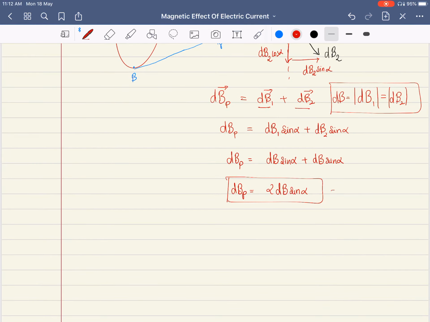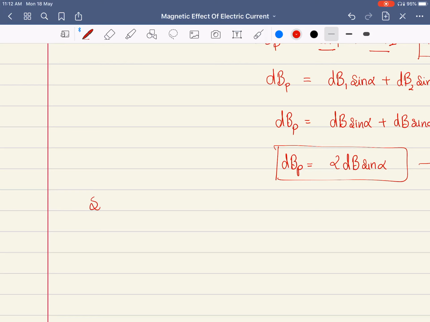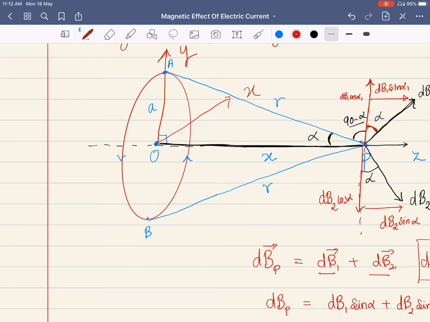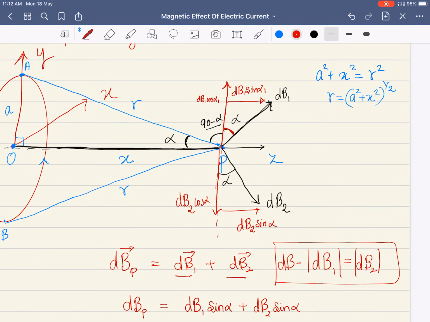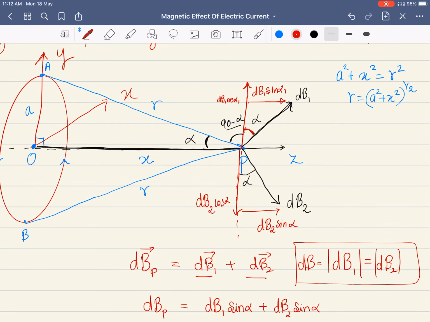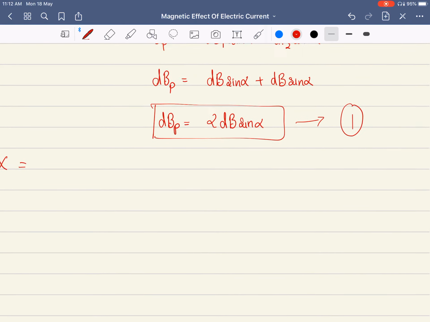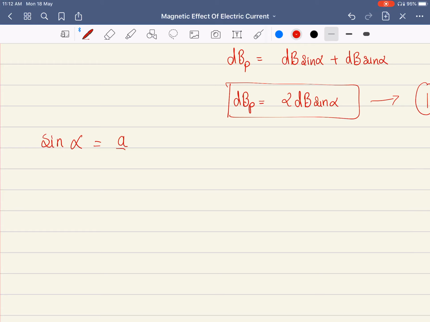So this is my equation number 1. Now, what is sin alpha? By Pythagoras theorem, sin alpha is opposite upon hypotenuse, so I can say a by r. In place of r we can write a square plus x square the whole raised to 1 by 2. So sin alpha is a upon a square plus x square the whole raised to 1 by 2. Got it clearly?